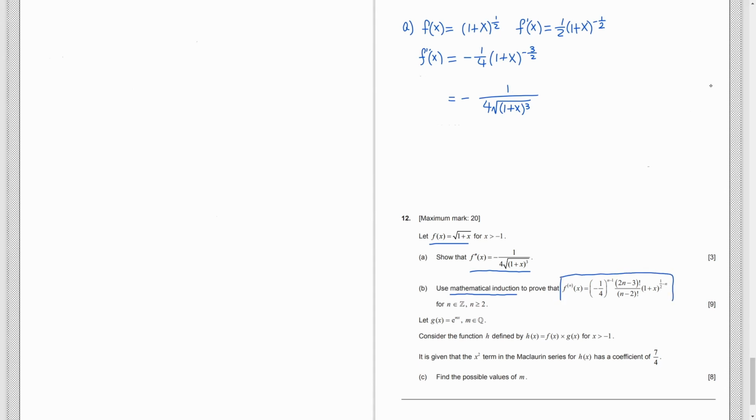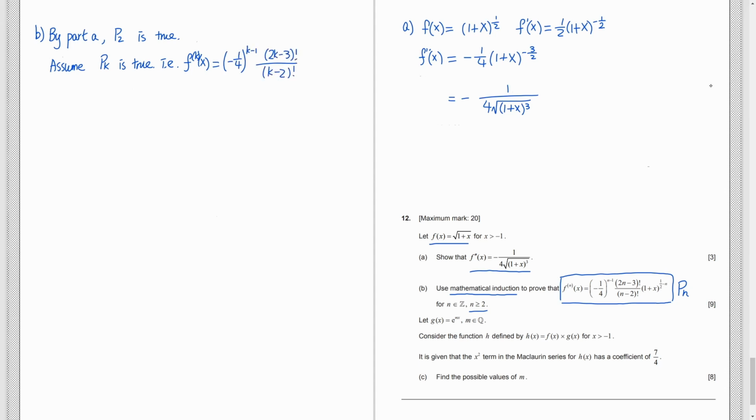Part B. We need to use mathematical induction to prove the following statement. I just call the statement Pn, where n is any integer greater than or equal to 2. Actually, we have already proved the case for n equals 2 in part A. Now, we just need to assume the statement is true for n equals k and prove that it is true for k plus 1 also. Anyway, I just copy the statement here for later use.